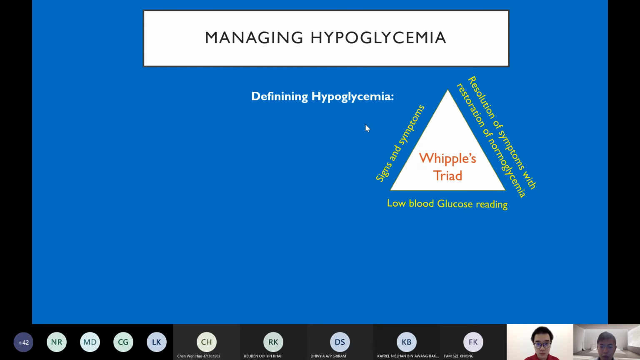So usually for us to say that this is a true hypoglycemia, the patient needs to fulfill what we call the Whipple's Triad. So apart from a low blood glucose reading, they should also have signs and symptoms of hypoglycemia, as well as a documented resolution of the symptoms with a restoration of normal blood glucose. So if you fulfill all three, then you know it's a true hypoglycemia.